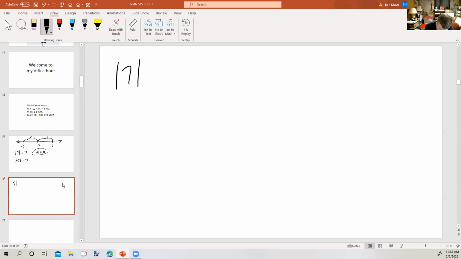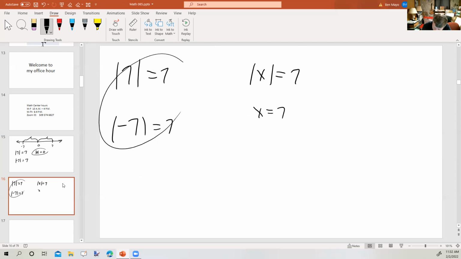So if the absolute value of 7 is 7, and the absolute value of -7 is 7, suppose we had the following absolute value equation. What if we said the absolute value of x was 7? So the absolute value of x is 7. What possible values could x be? Well, x would be 7, or x could be the opposite of 7, okay? So basically, it can be the number out here or the opposite of the number out there. Any questions about that?